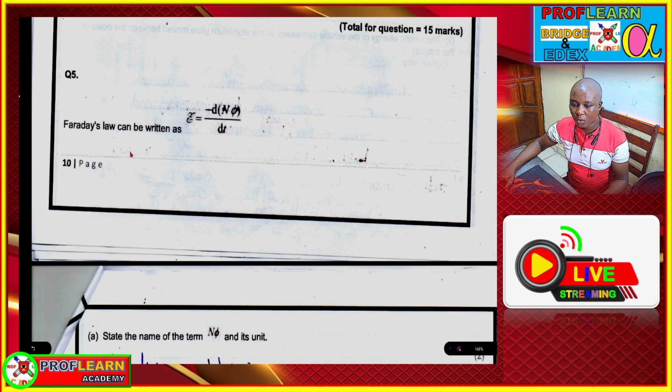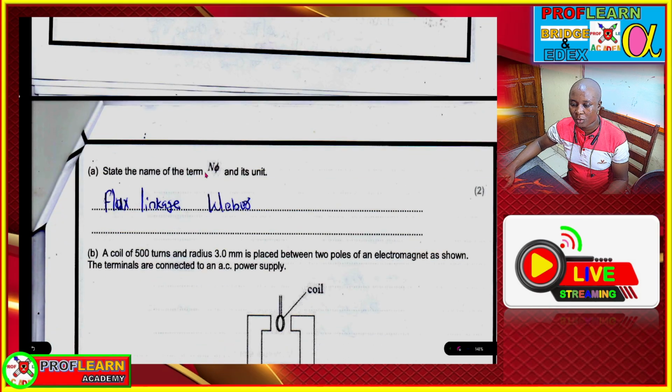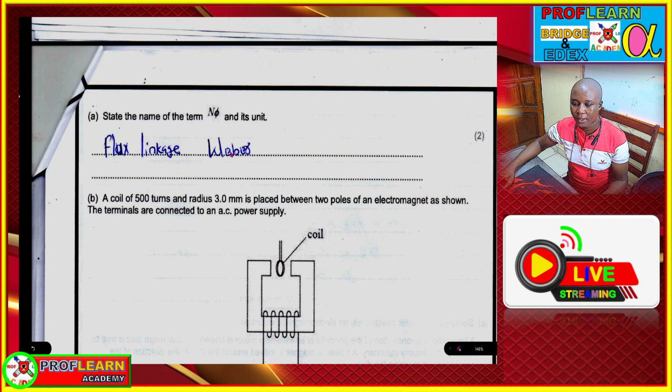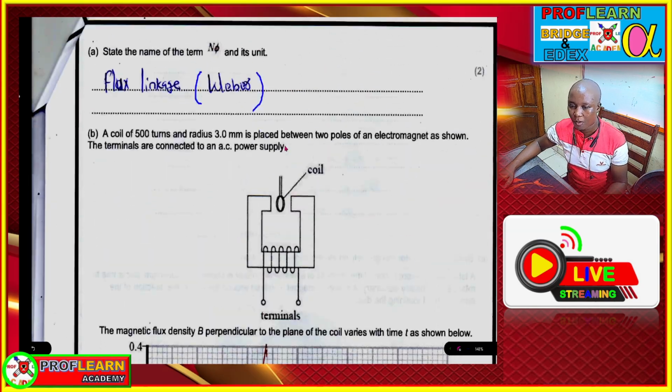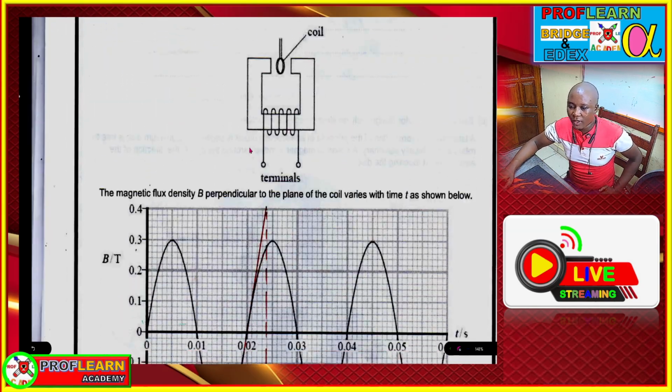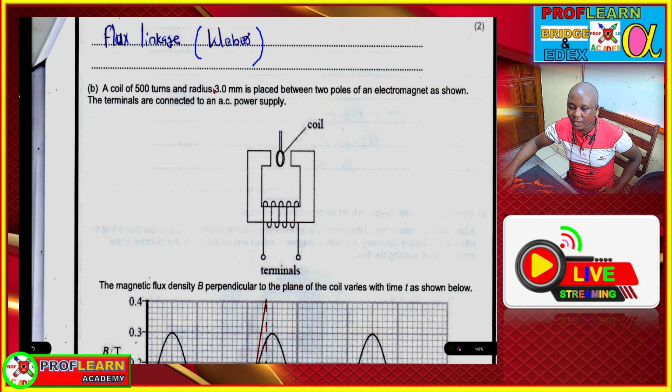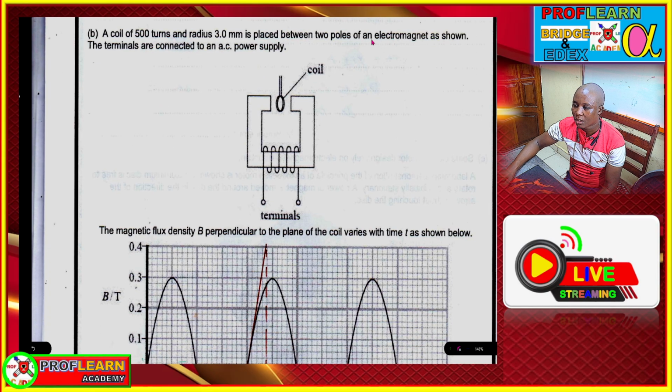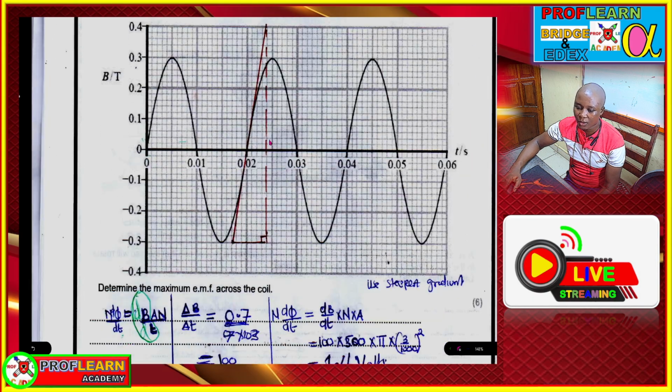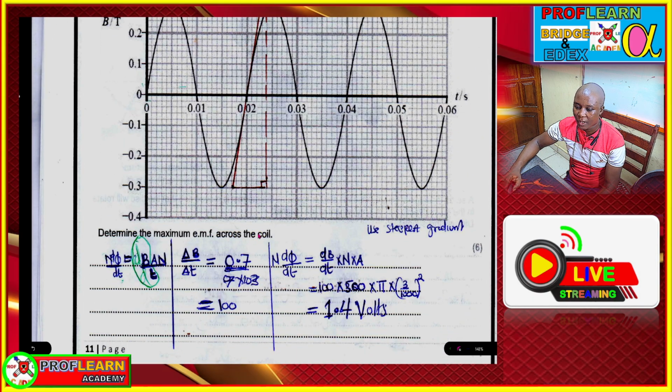This is Faraday's law, which is written as induced EMF equals the rate of change of magnetic flux linkage, and then you are supposed to state N phi, which means flux linkage. The unit is Weber turns. So in the event you are given a question like this: a coil of 500 turns and radius 3 millimeters is placed between two poles of an electromagnet as shown there. Determine the maximum EMF across it.